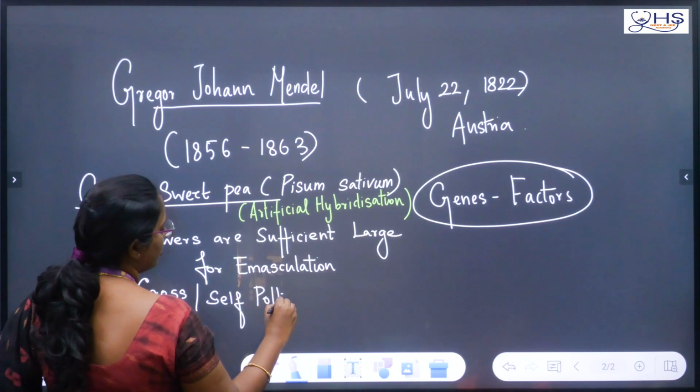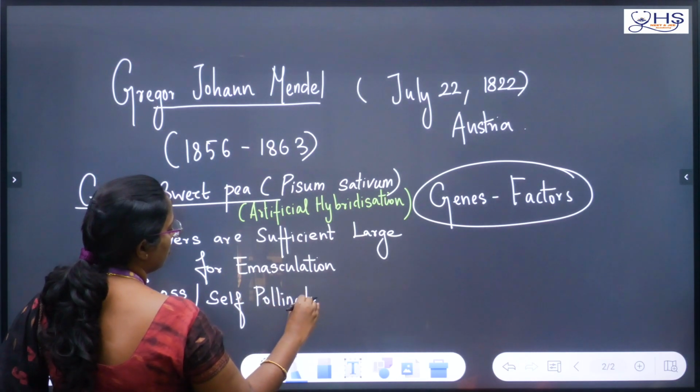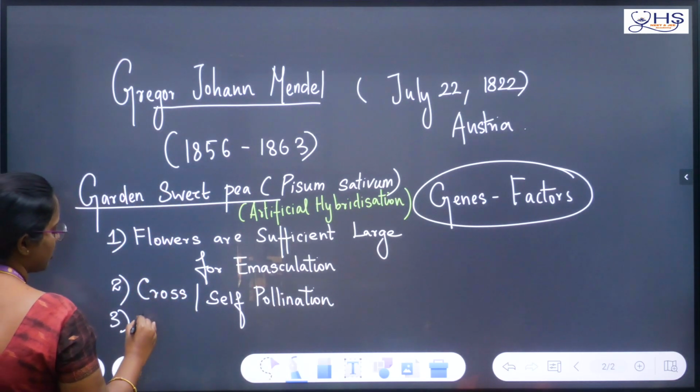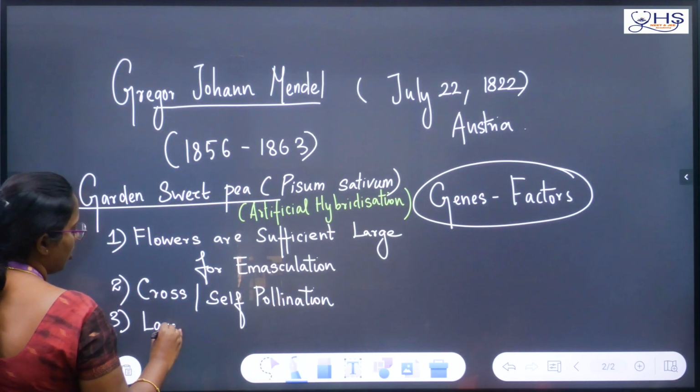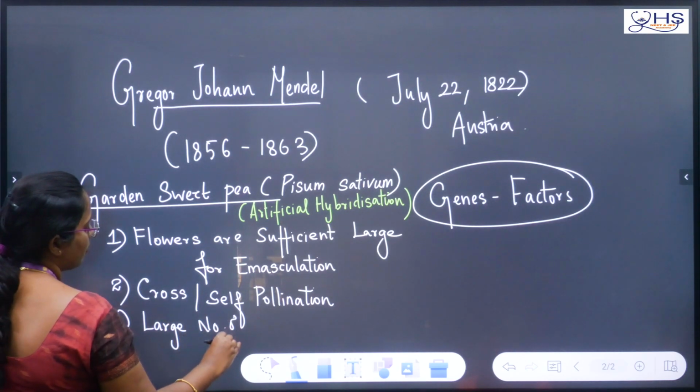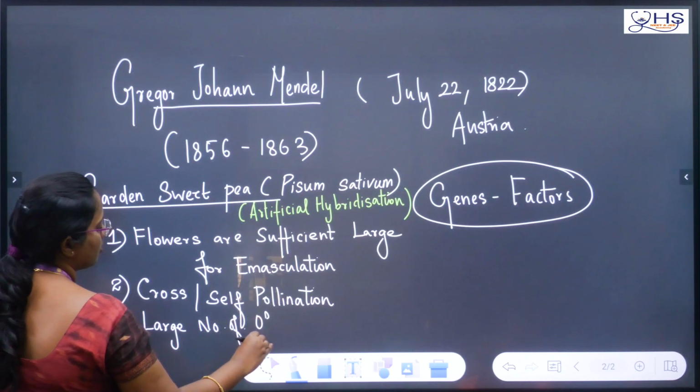Okay, both the pollinations are available. And the third reason is large number of offsprings. It produced large number of offsprings.